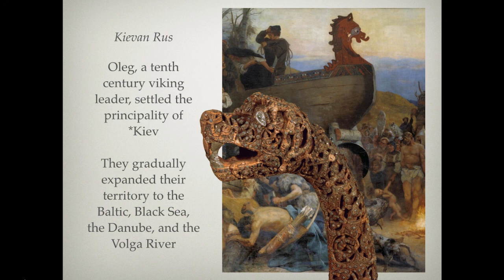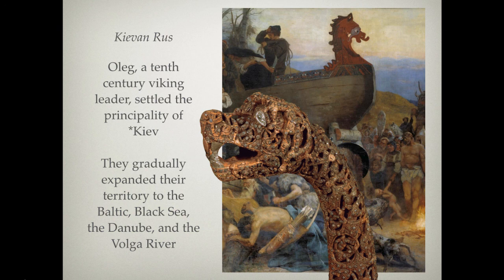Now, one of the major cities that ends up first emerging is Kiev. And this was really set up by and conquered by and controlled by Oleg. Oleg, a 10th century Viking leader, settled in this city, Kiev. And they gradually expanded their territory to the Baltic, to the Black Sea, to the Danube, to the Volga River, growing their territory, growing their political authority, maintaining that Viking tradition deep within its DNA.